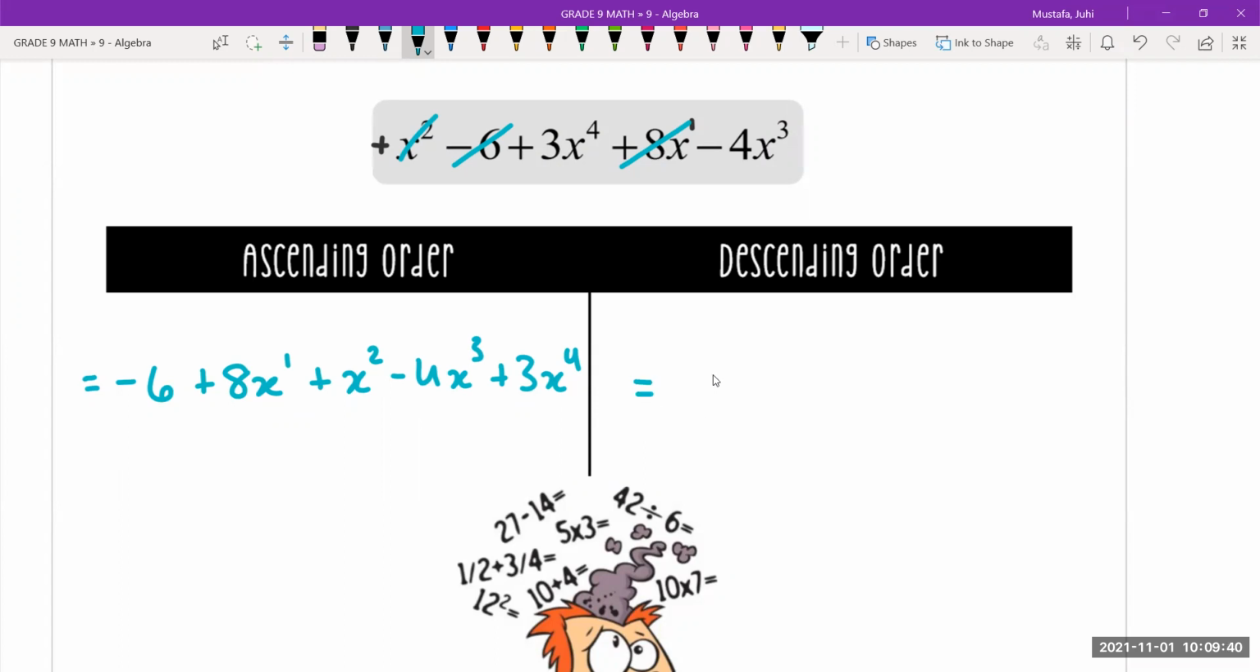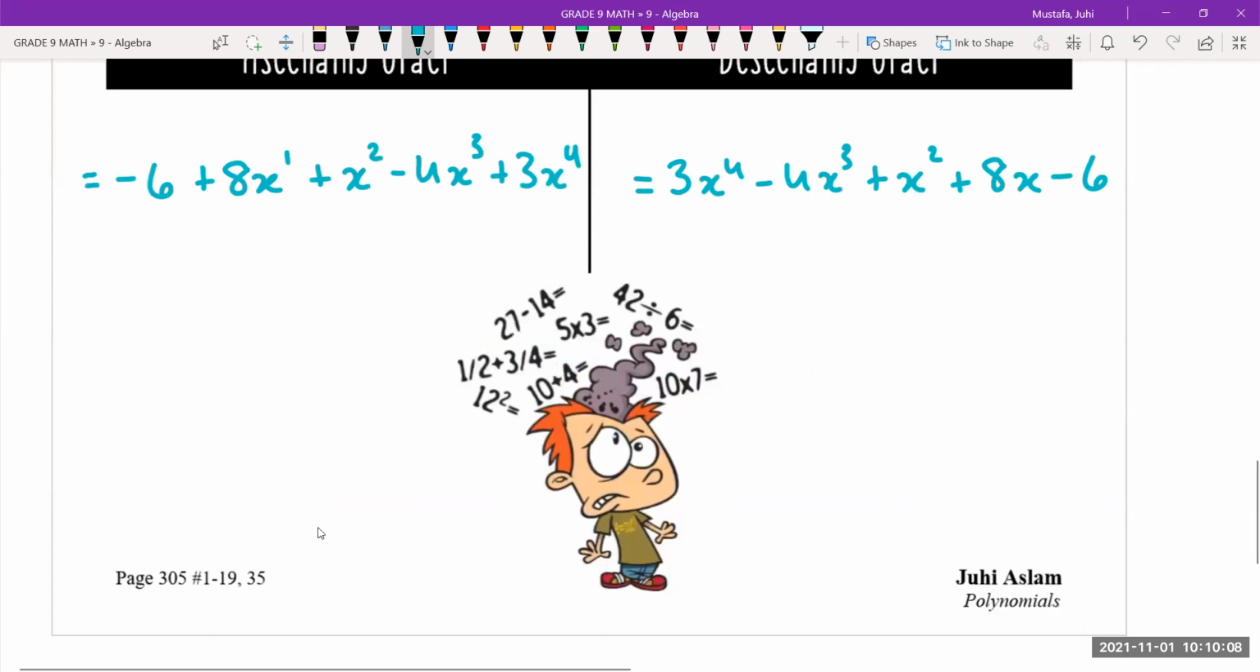Anyone want to try that? Maybe someone I haven't heard from that really wants to say something. Okay, go ahead, Saoirse. Yeah, descending order. Good job. Good.